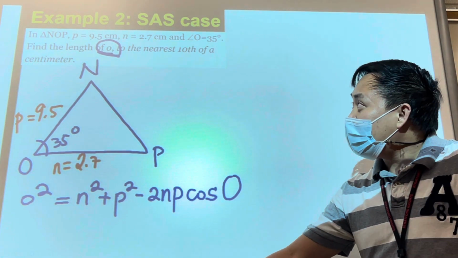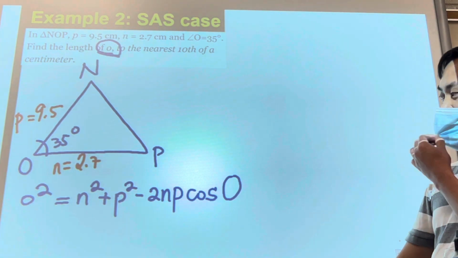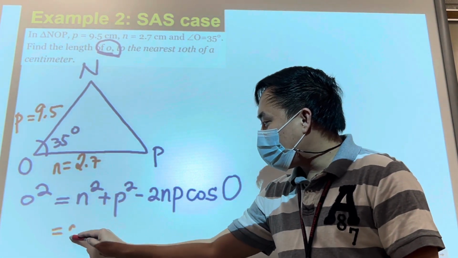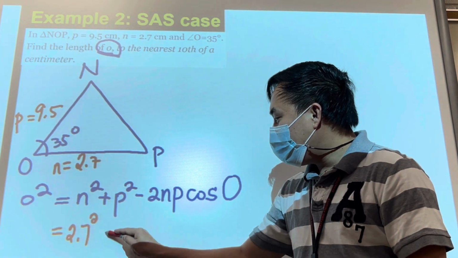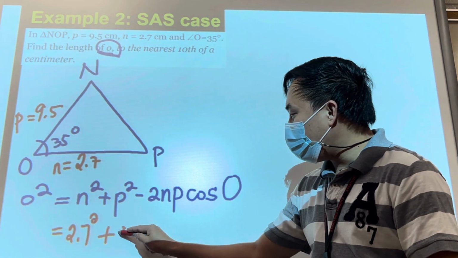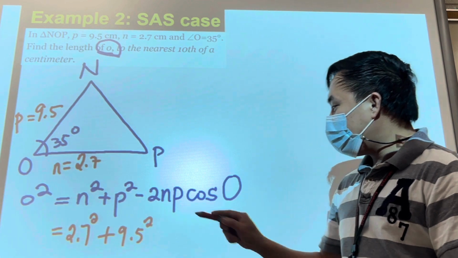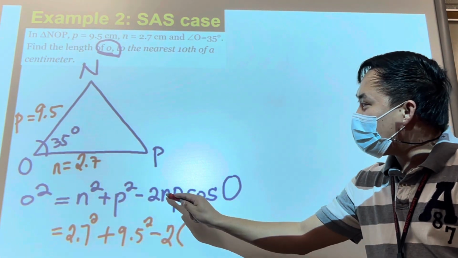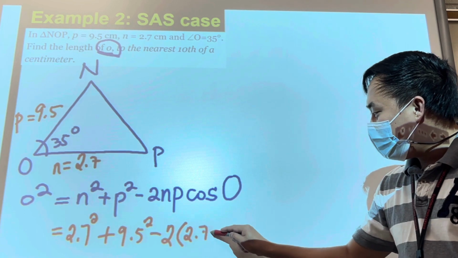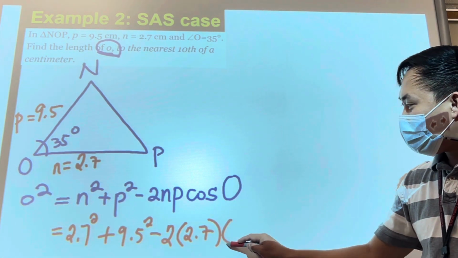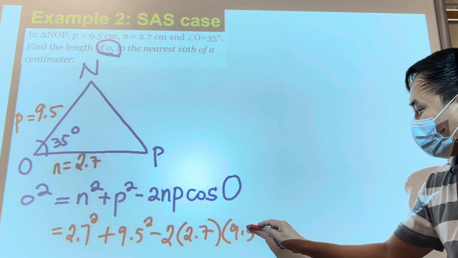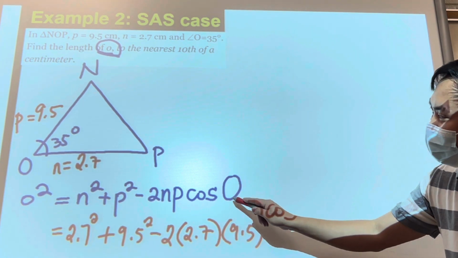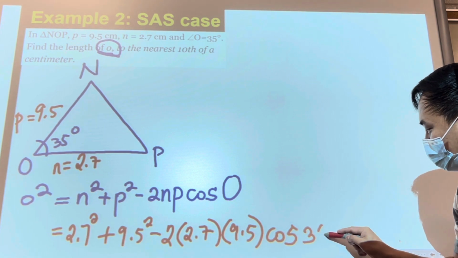And then plug in the values there. We don't have the value for o, but we have for N. What is N? 2.7 squared. For P, we have 9.5 squared, minus 2 times N, which is 2.7 again, times P, which is 9.5 again, and then cosine. What is O? 35 degrees.